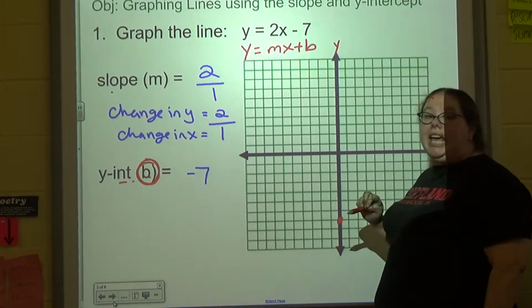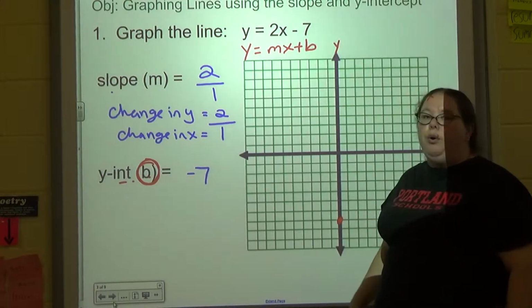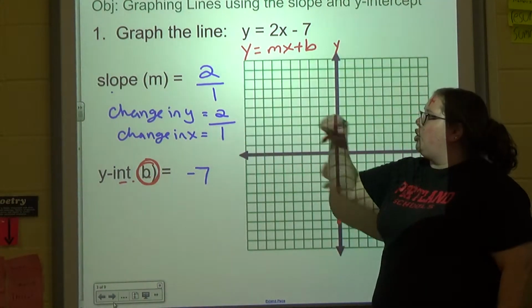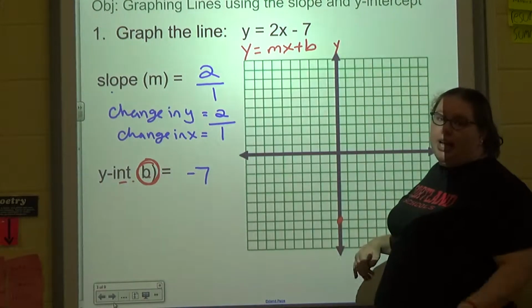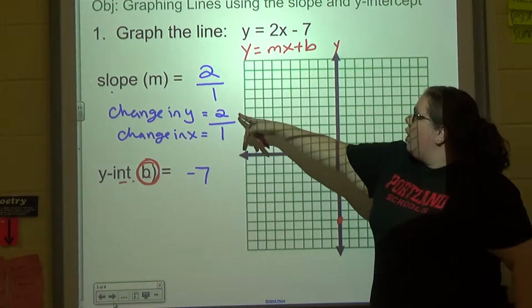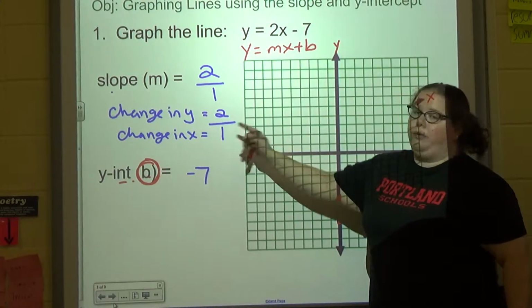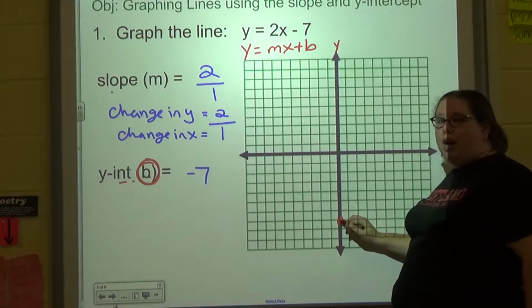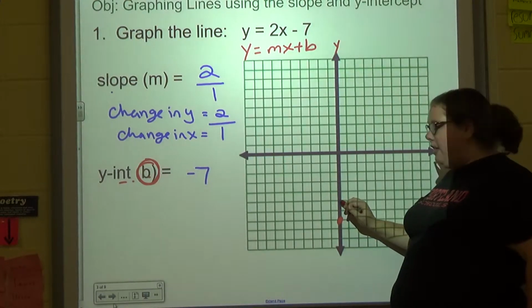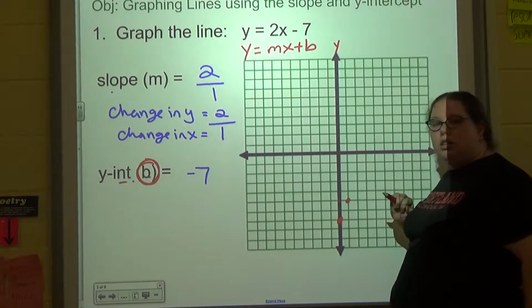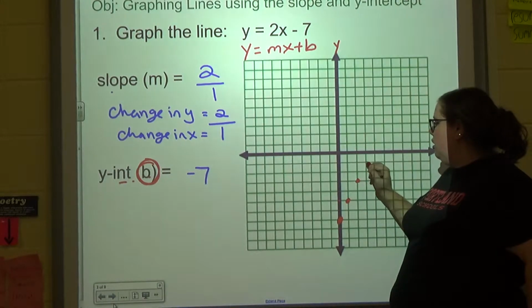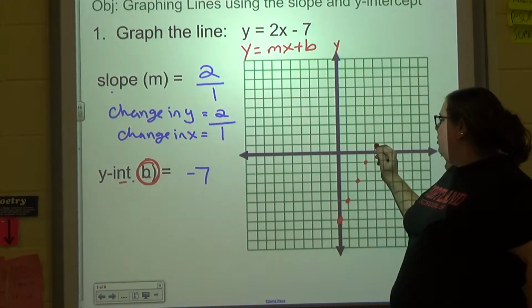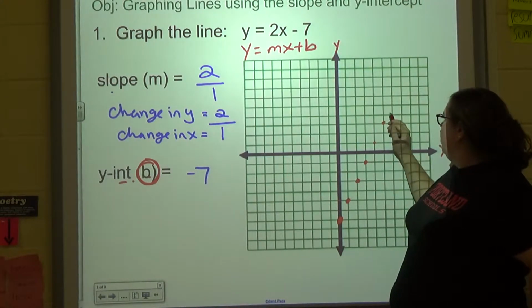So that's where I begin, and then from this point, we're going to do our slope. Our change in y and our change in x. So y goes up and down, x goes left and right. So we're going to go up 2 over 1. From this point, my y goes up 2 and then right 1. Do it again. Rise 2, run 1. Change in y, change in x. Up 2 over 1.